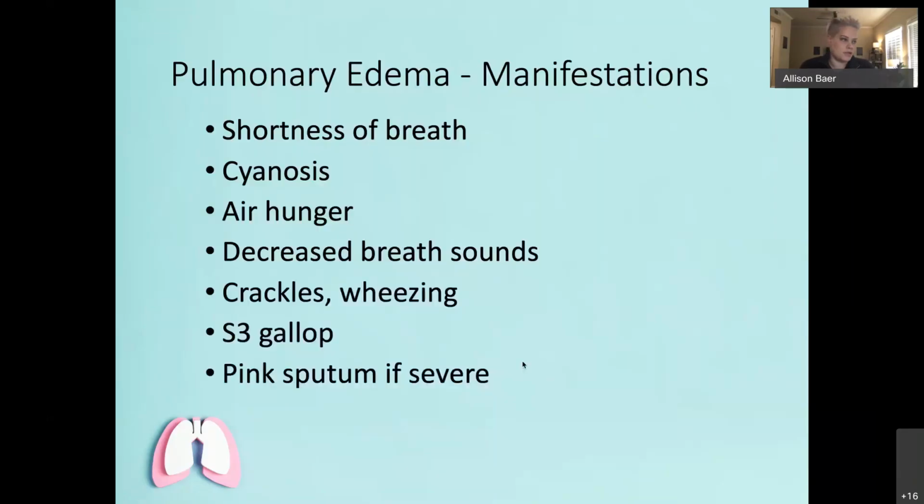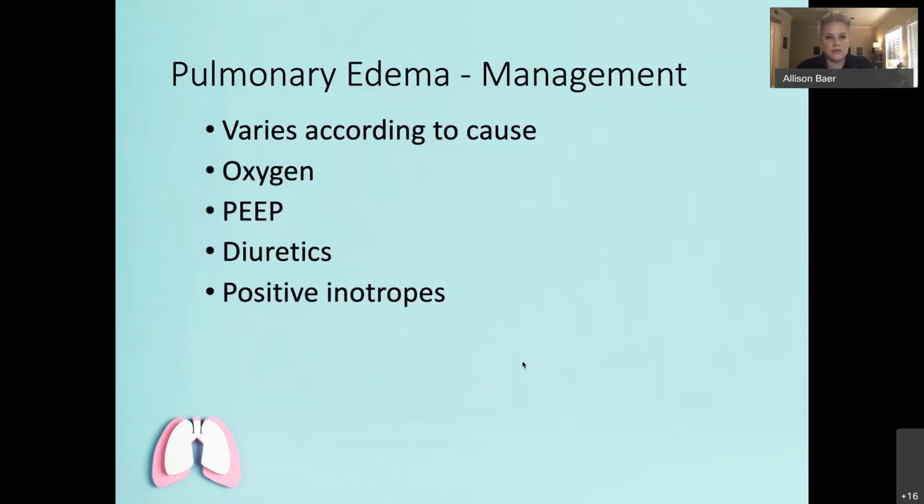So how does this show up? You can have shortness of breath, you're going to feel air hunger, cyanosis if it gets bad enough, decreased breath sounds, and usually you think of crackles and wheezes. Pink sputum is something like a trigger word. If you hear pink sputum, you should think pulmonary edema, but that's not going to show up till it's pretty severe. And then to manage this, you're going to want to treat the cause, because this is more of a symptom than it is a primary thing typically.